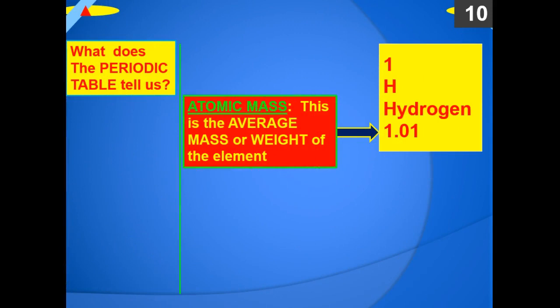And finally, down at the bottom, the number is the atomic mass. This is the average mass or weight of the element. The reason that is a decimal number is because it is an average. Some hydrogen atoms might have an atomic mass of 1. In fact, most do. A few might have an atomic mass of 2, meaning that they have an extra neutron. We'll talk about that in a second. If you took the average of a large number of hydrogen atoms, you'd find that on average they have a mass of 1.01. So it's the average mass of a group of hydrogen atoms.